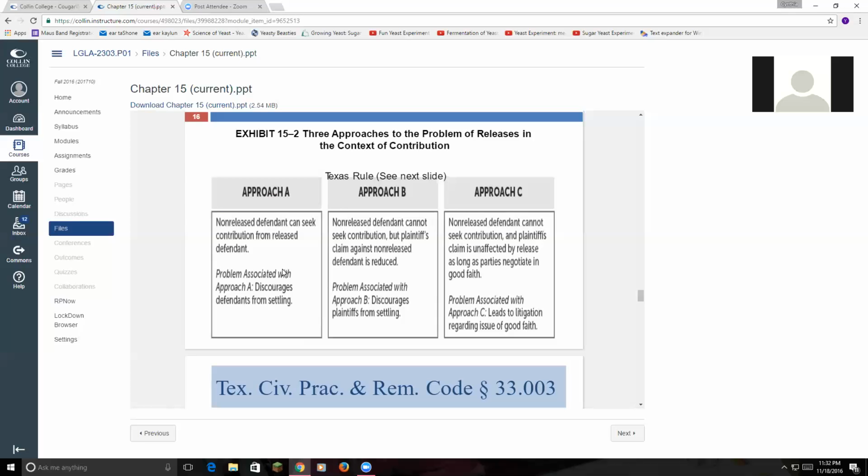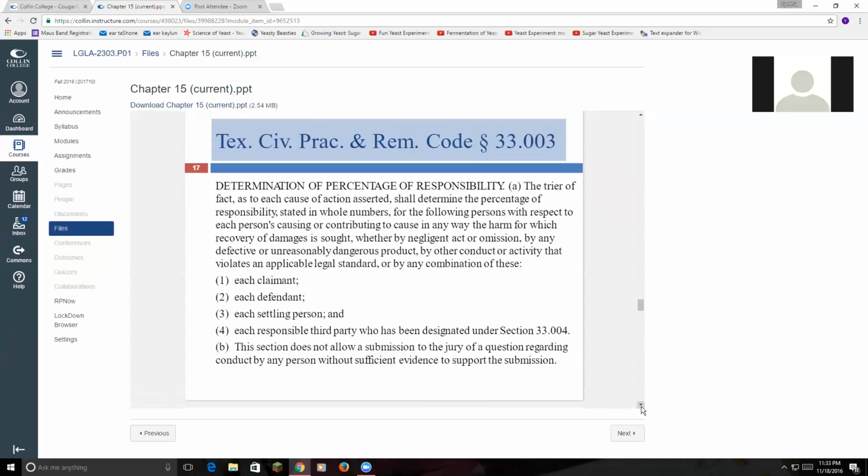The third option is not the law in Texas. The non-release party cannot seek contribution, and plaintiff's claim is unaffected by release as long as the parties negotiate in good faith. And so in this situation, Bob can't seek contribution from David, and David's liability isn't even a factor in the jury consideration. But again, approach B, kind of the middle of the road approach, is the one that we have in Texas. And here it is.